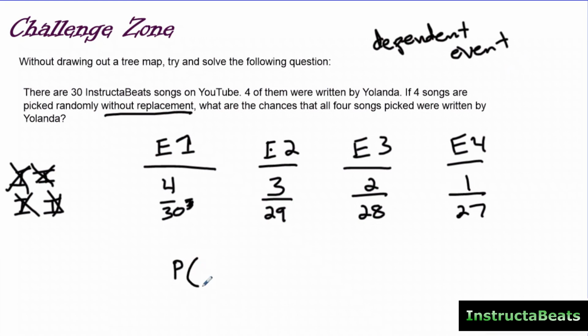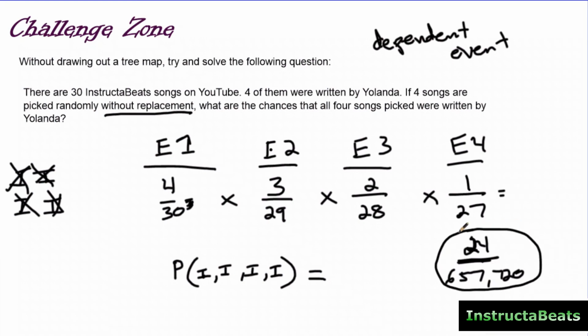So the probability of picking, and I'll just do I for the 4 Instructabeats songs. So probability of picking the 4 I's in a row means we need to multiply, because if we were doing a tree limb, these would have all been different events. You would have kind of multiplied your way down the tree limb to figure this out. So if you did 657,720 trials, we would only expect you to pick the 4 Instructabeats songs written by Yolanda in a row only 24 of those times. So we would say that is very, very unlikely.